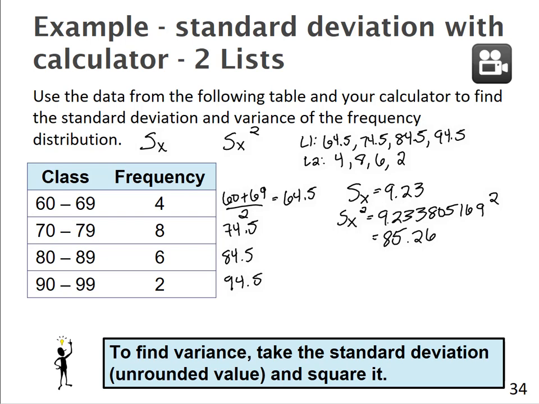Now the instructions that I just gave you are related to the new operating system. If you do still have the old operating system, when you hit one-var stats, you'll be taken back to the home screen. And then you'll see one-var stats. You'll just have a comma, and you'll enter in L1, enter in another comma, hit L2, and then press enter. And you'll get the same readout that we had on the new OS.